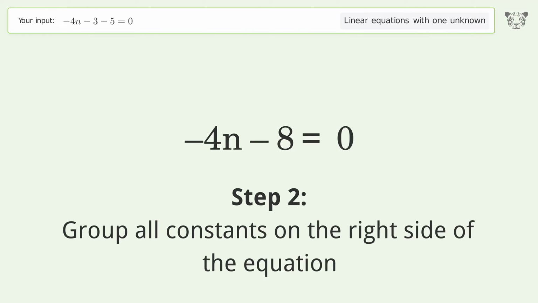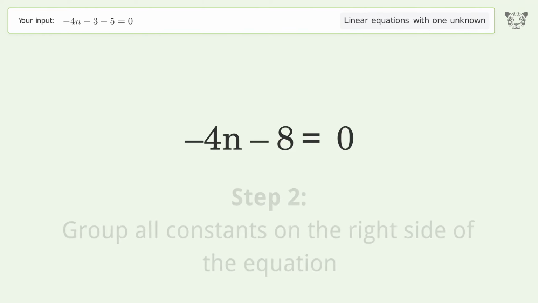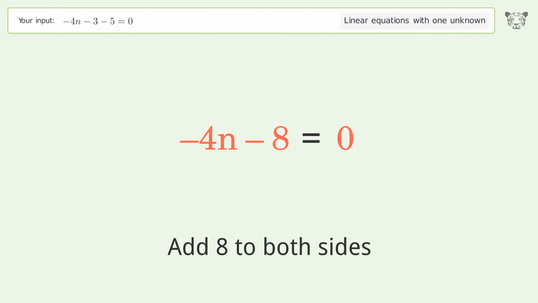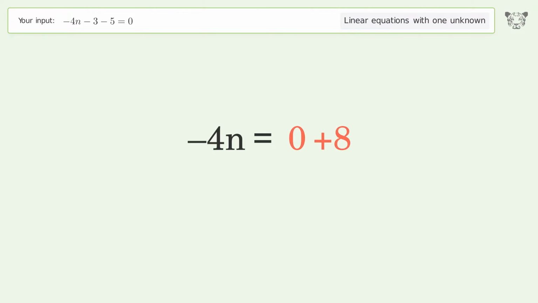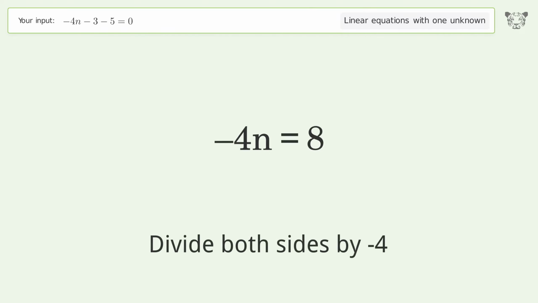Group all constants on the right side of the equation. Add 8 to both sides. Simplify the arithmetic. Isolate the n. Divide both sides by -4.